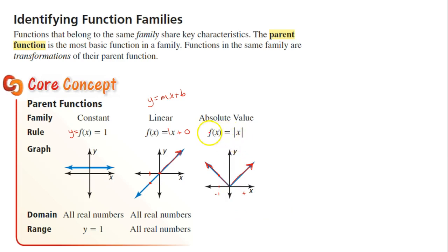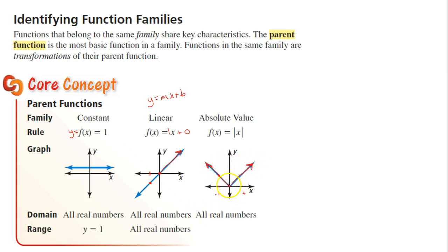Our output values, our function values, are going to always be positive. Greater than or equal to 0. It could be 0. And actually right here it is 0. Absolute value of 0 is 0. So absolute value functions are V-shaped.